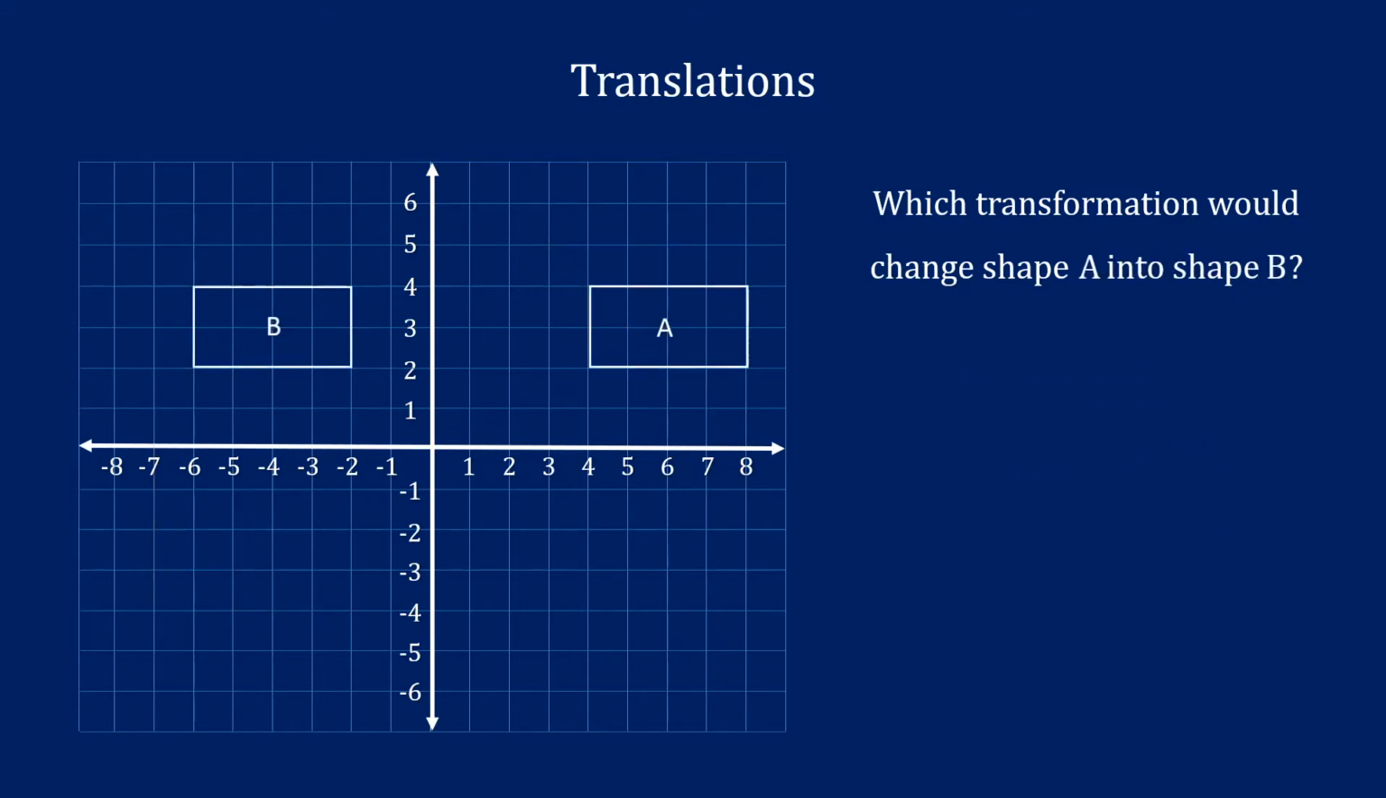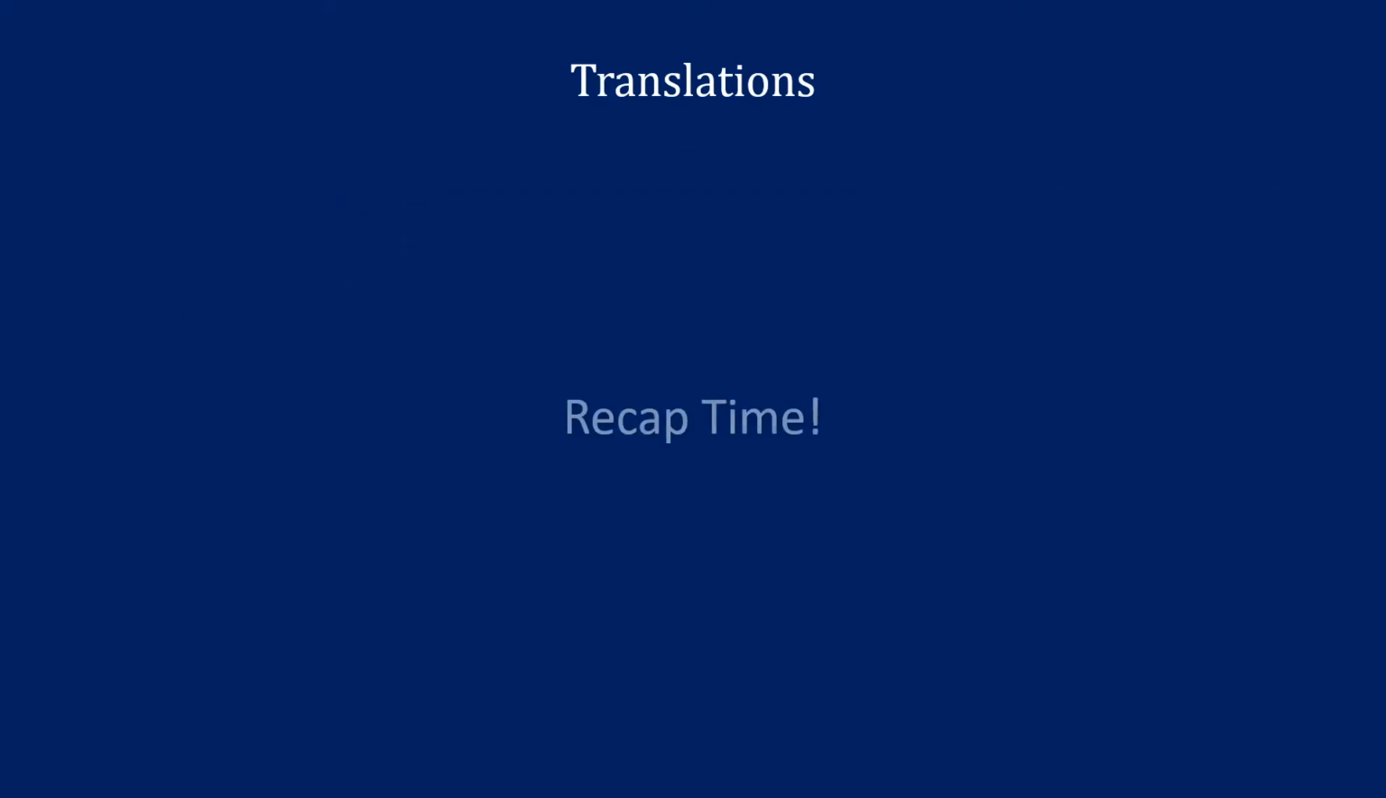And final one, read the question carefully. Pause here, come back when you got an answer. So it's a translation by vector. We marked the corners. We are going 6 to the left, so -6 and 0. Nice. All right, recap time.